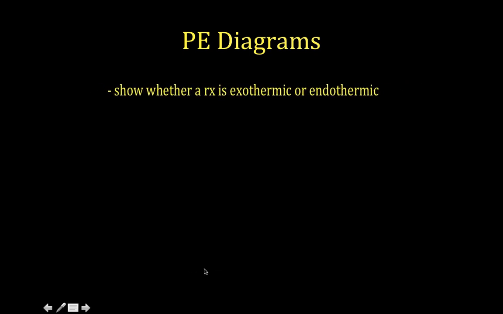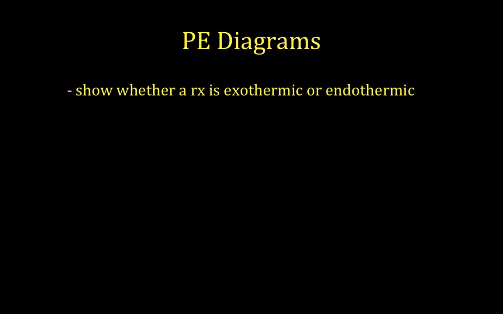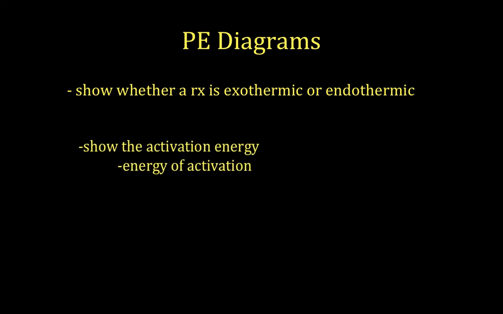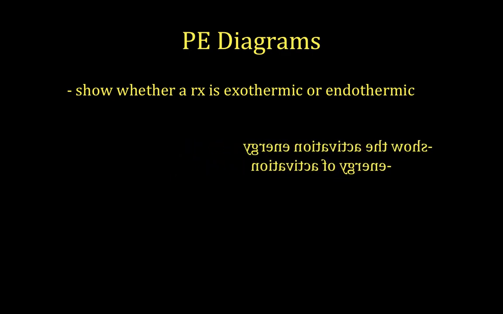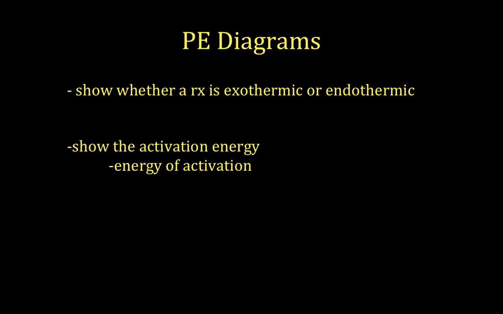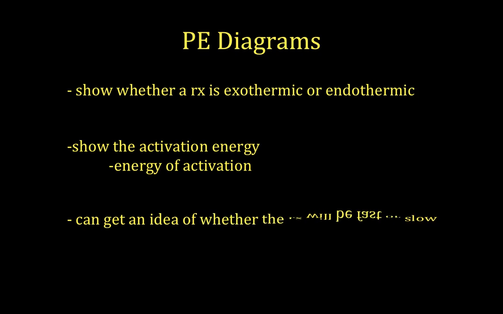PE diagrams give us a lot of information about reactions and ultimately reaction rates. We should remember about exothermic and endothermic. But we're also going to learn about something called activation energy. Activation energy is the same as energy of activation. It means the exact same thing. From these PE diagrams, we can get a clue about whether a reaction is going to be fast or slow. And it'll be fairly straightforward to interpret.